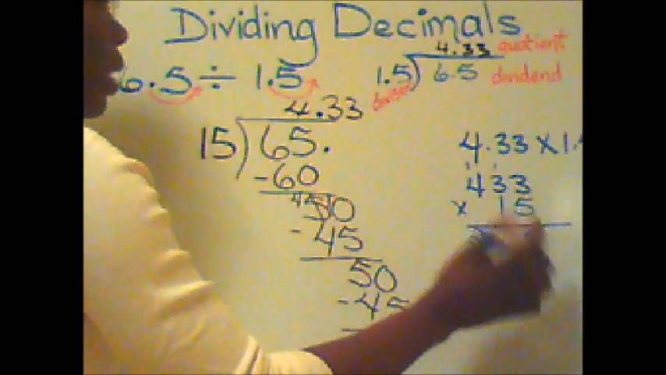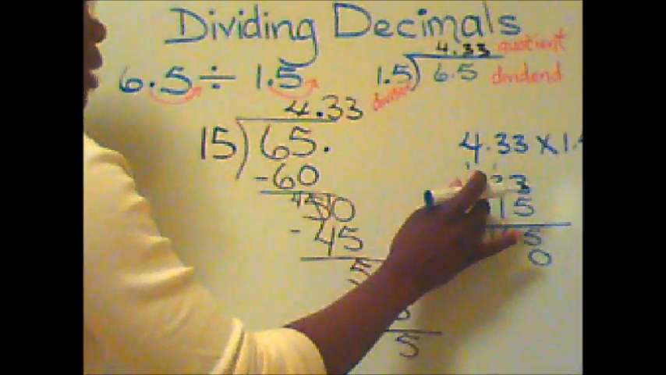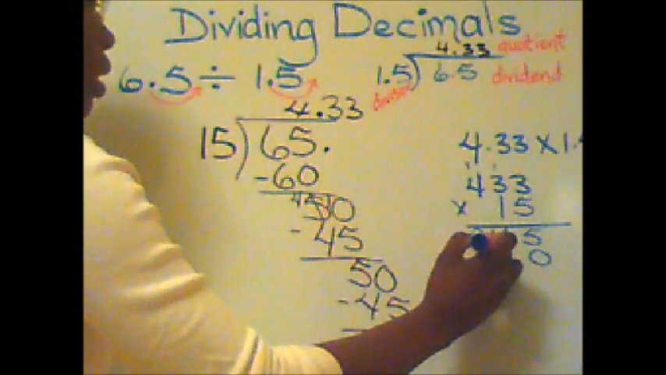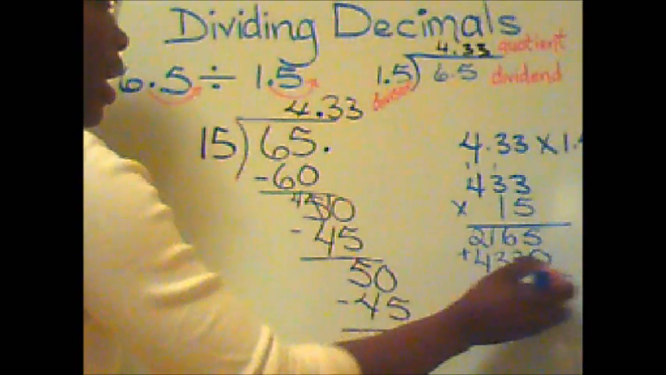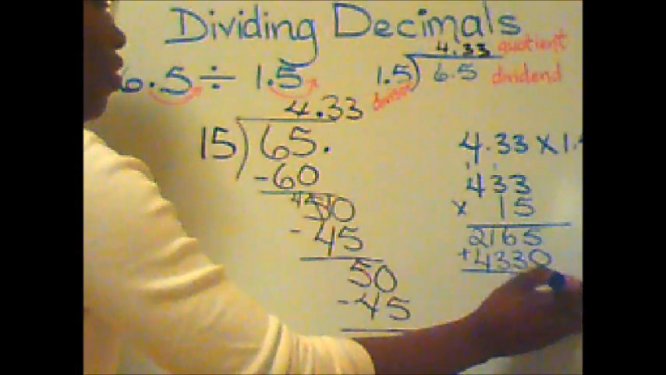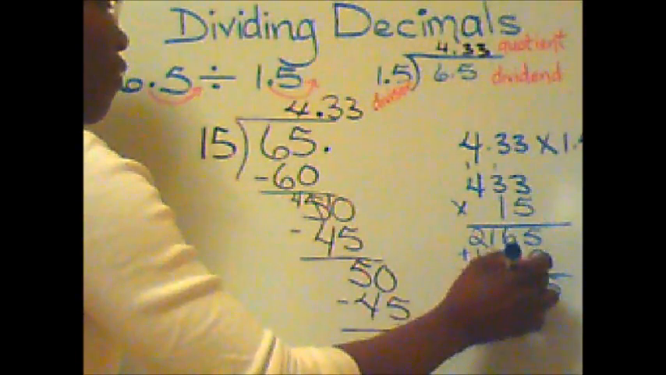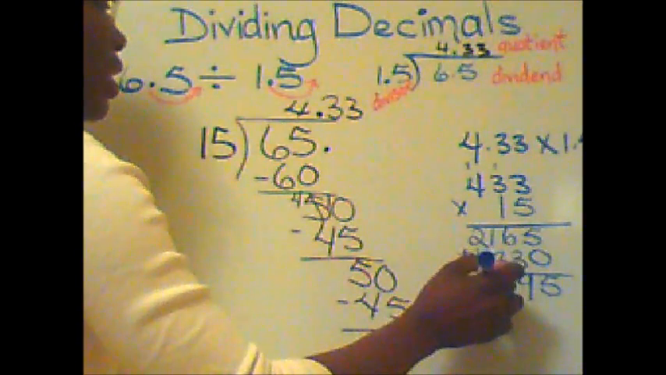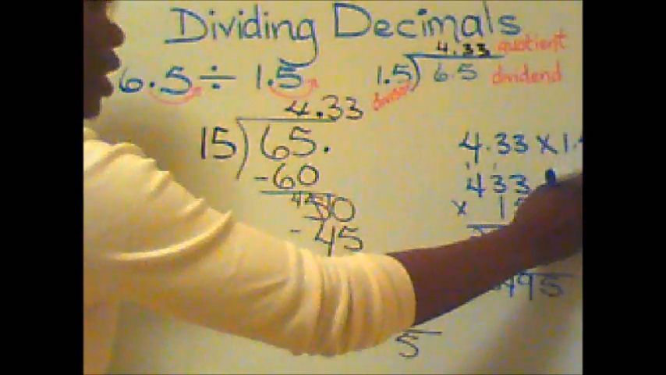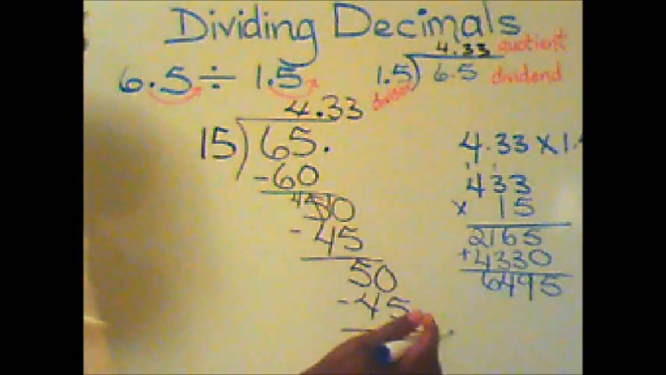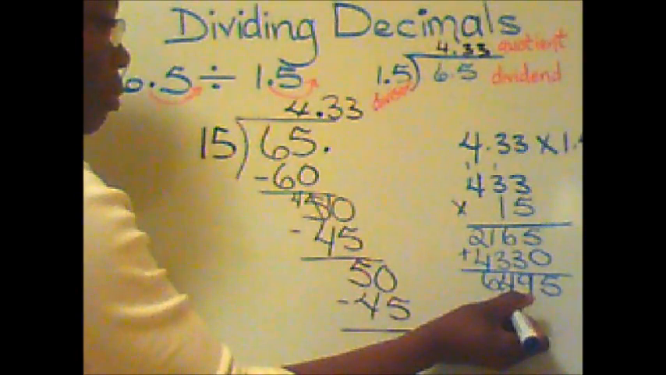Since I already multiplied by the digit in the ones place, I'm going to write a 0 in the ones place. And if I multiply 433 by 1, it will be 433. Now I'm going to add: 5 plus 0 is 5, 6 plus 3 is 9, 1 plus 3 is 4, 2 plus 4 is 6. I have 1, 2, 3 digits behind the decimal point. So I'm going to count 1, 2, 3 and place my decimal point.